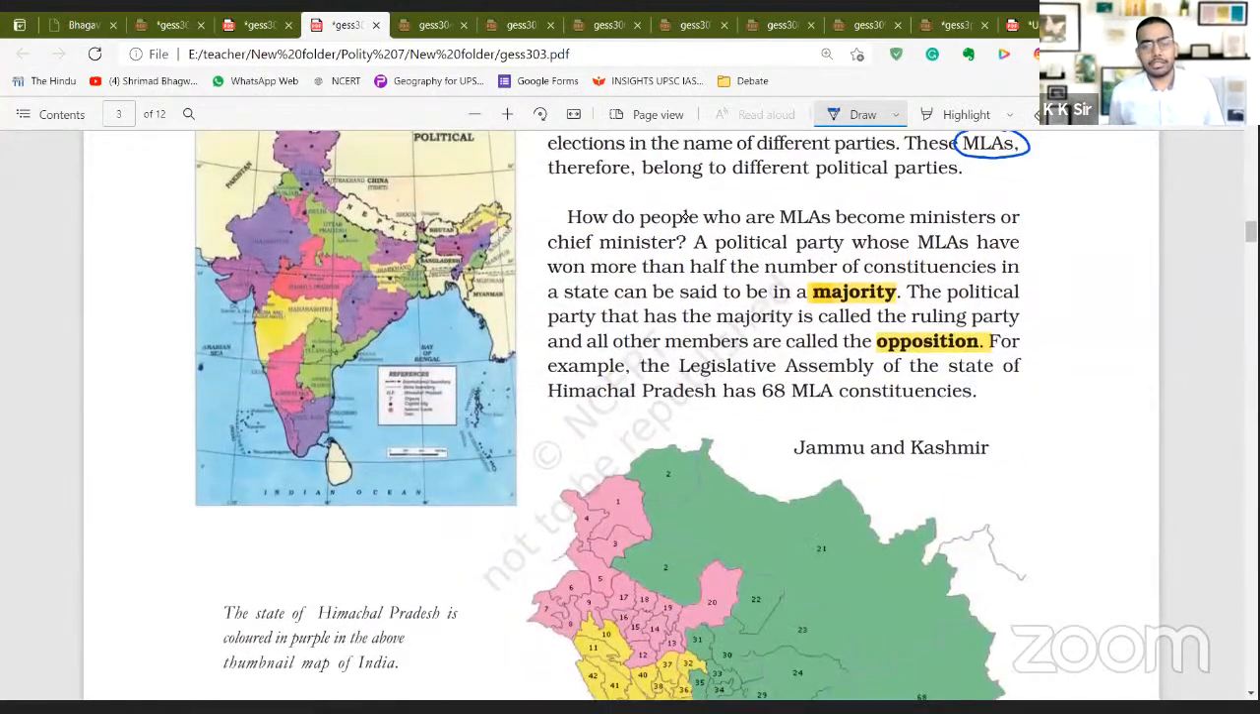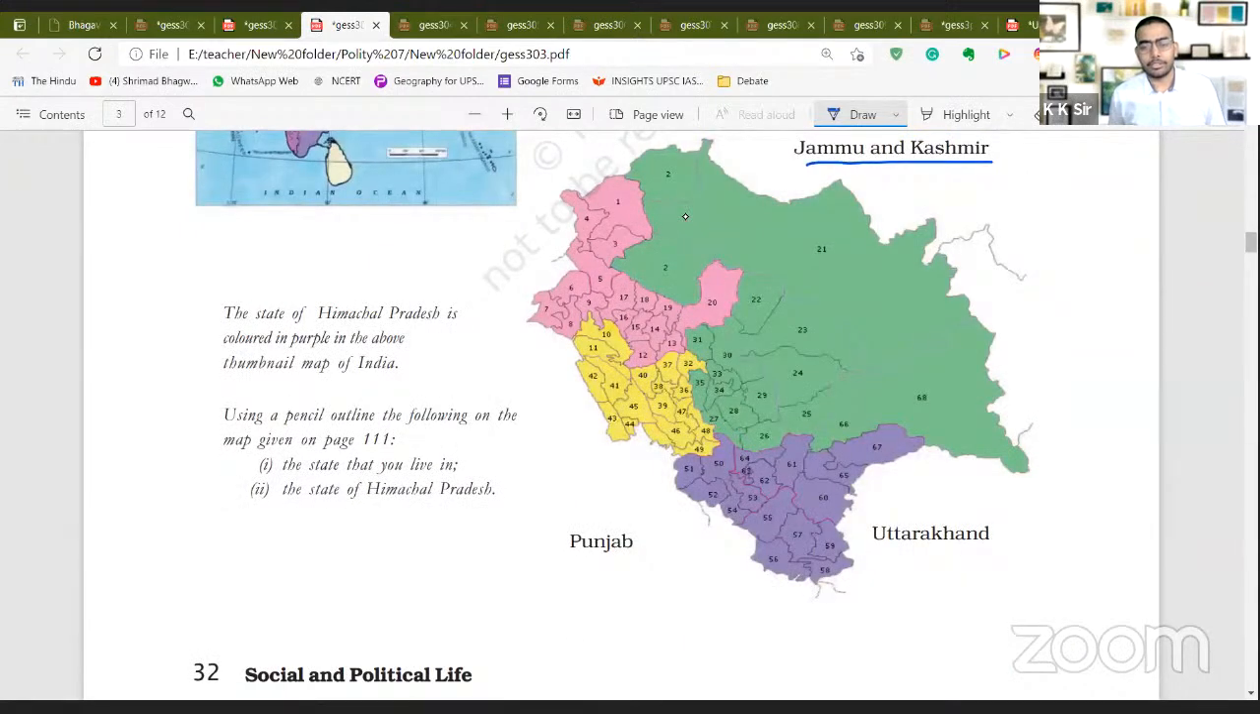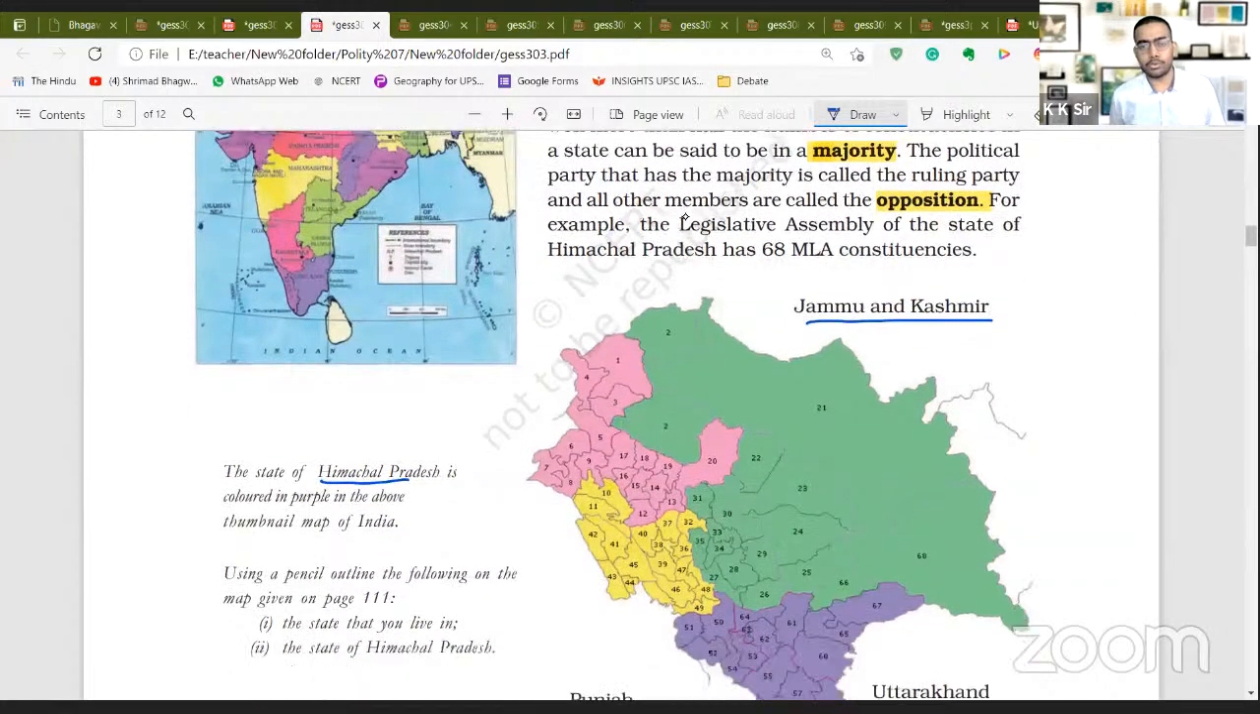What happens is, just take the example of Himachal Pradesh. This is the map of Himachal Pradesh, and you can see that all these numbers represent one constituency. So there are 68 MLA constituencies in Himachal Pradesh. This is just for an example.